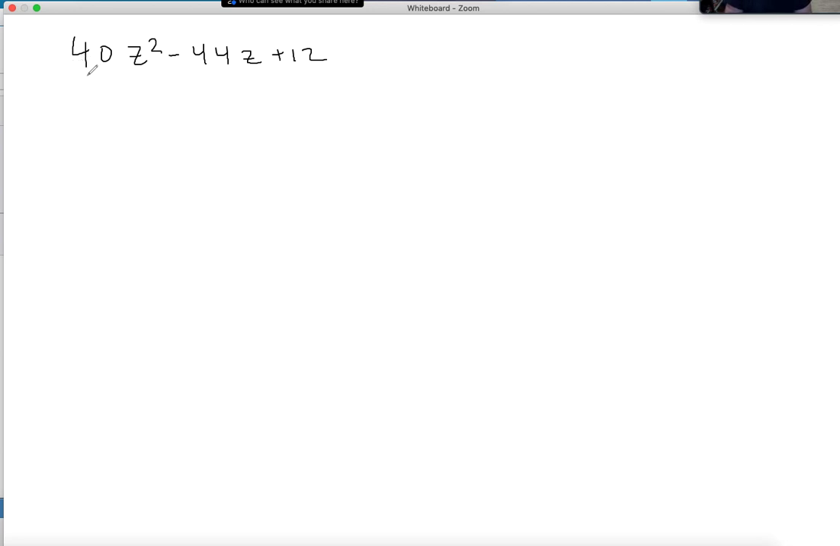And it is absolutely imperative to get that thing out of your way, because if you don't, it makes the problem basically impossible to do. So looking here, I got a 40, a 44, and a 12. And it looks like the biggest number that goes into all of those is going to be a 4. 44 is 11 times 4, and I'm checking that 4 against the others. So let's bring the 4 out front, and that's going to leave us a 10z squared minus 11z, and then plus 3.